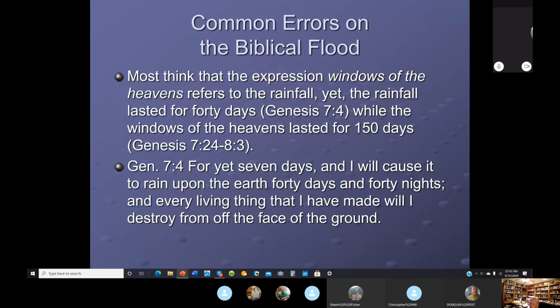For yet 7 days, and I will cause it to rain upon the earth 40 days and 40 nights. And every living thing that I have made will I destroy from off the face of the ground. I think we see a purpose here of something happening. God sent the flood because of sin, Genesis 6. But he's going to destroy every living thing from the face of the ground. He's going to wipe everything clean, start all over. And so things are going to be different.